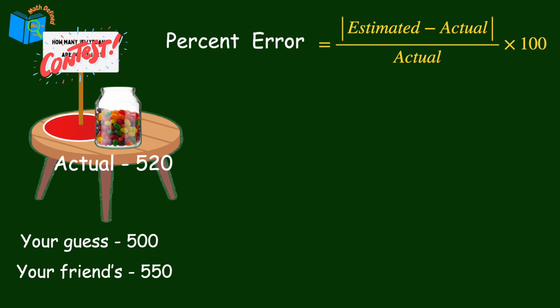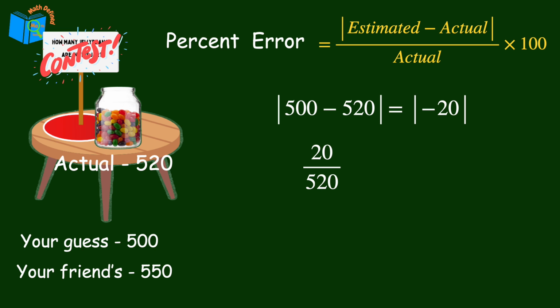We'll start by finding the difference between your guess and the actual number of jelly beans. 500 minus 520 is negative 20. The absolute value is 20. Then divide by the actual amount. 20 divided by 520 is 0.0385 rounded to the nearest 10,000th. Then multiply by 100 to get 3.85%. This is your percent error.